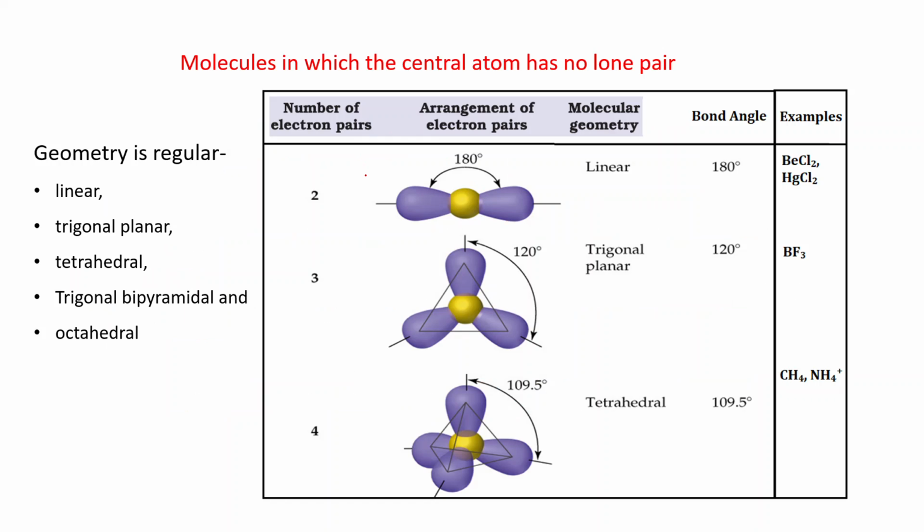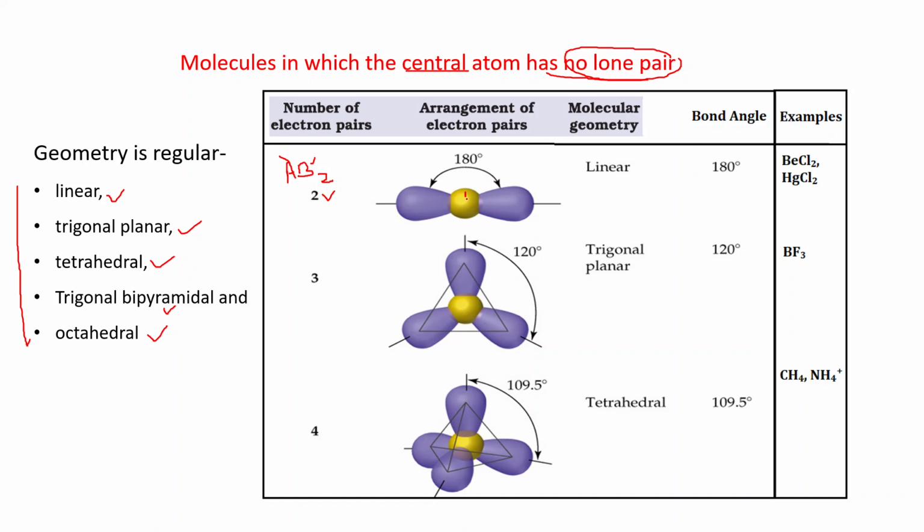Now we will discuss the shapes of molecules in which the central atom has no lone pair. When there is no lone pair, the geometry is regular, and these are the regular geometries: linear, trigonal planar, tetrahedral, trigonal bipyramidal, and octahedral. Now let us see, if the number of electron pairs is 2, and these 2 are bonded electron pairs, then we can say this is the type of molecule AB2. A is the central atom and these 2 are the surrounding atoms.